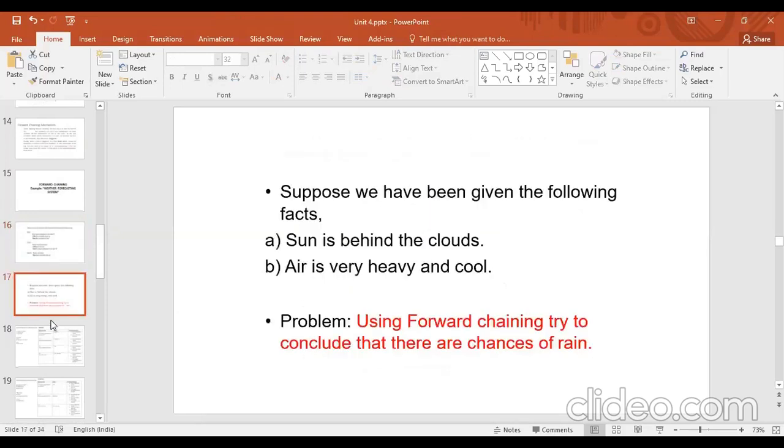Now start solving the problem. So what is the problem? Using forward chaining, try to conclude that there are chances of rain, because our system predicts the weather. So we have to predict whether there are chances of rain or not. Okay, now we start our problem.